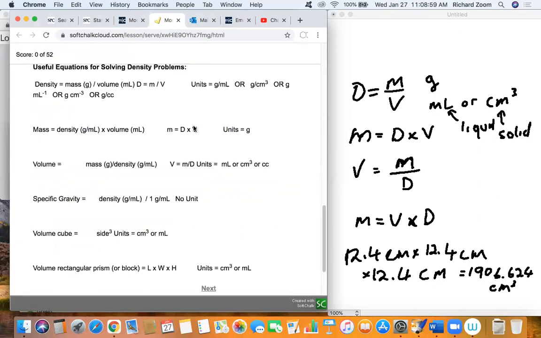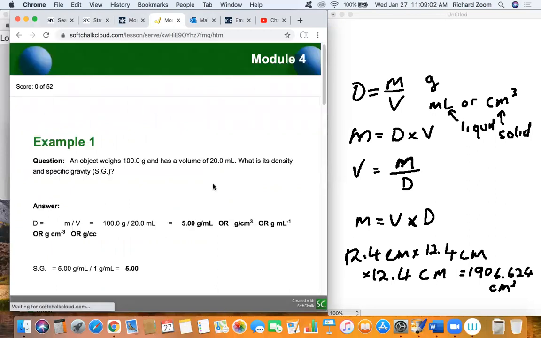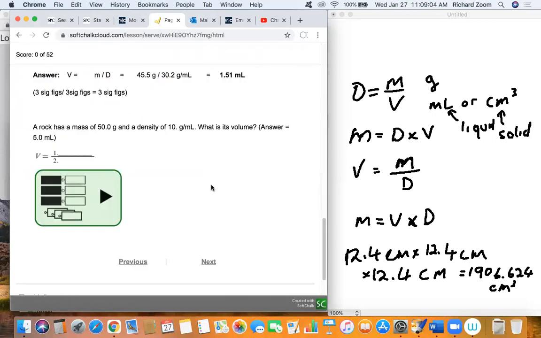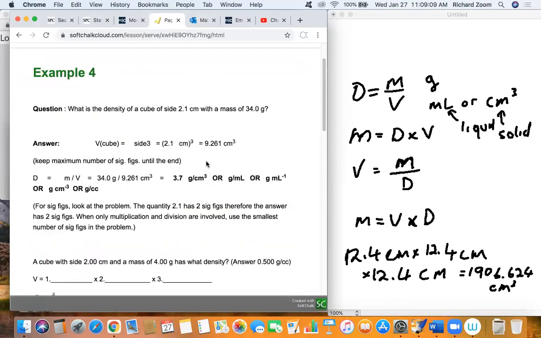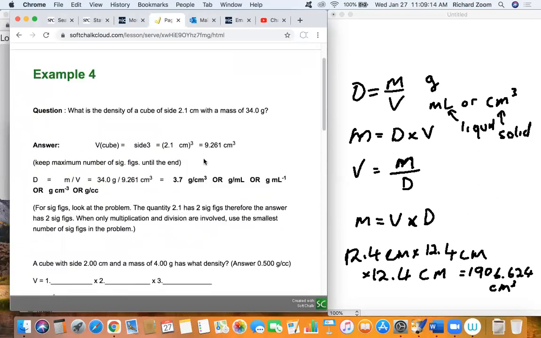Let's see, module 4. Okay, so the main issues I wanted to talk about here have to do with, first of all, just 2 examples I want to go through. We talked about this just now, but when you're dealing with the volume of a cube, a prism, or a rectangular block, we don't deal with significant figures until the very end. And then the significant figures in the final answer will always be based on the smallest number of sig figs that you see in the question.